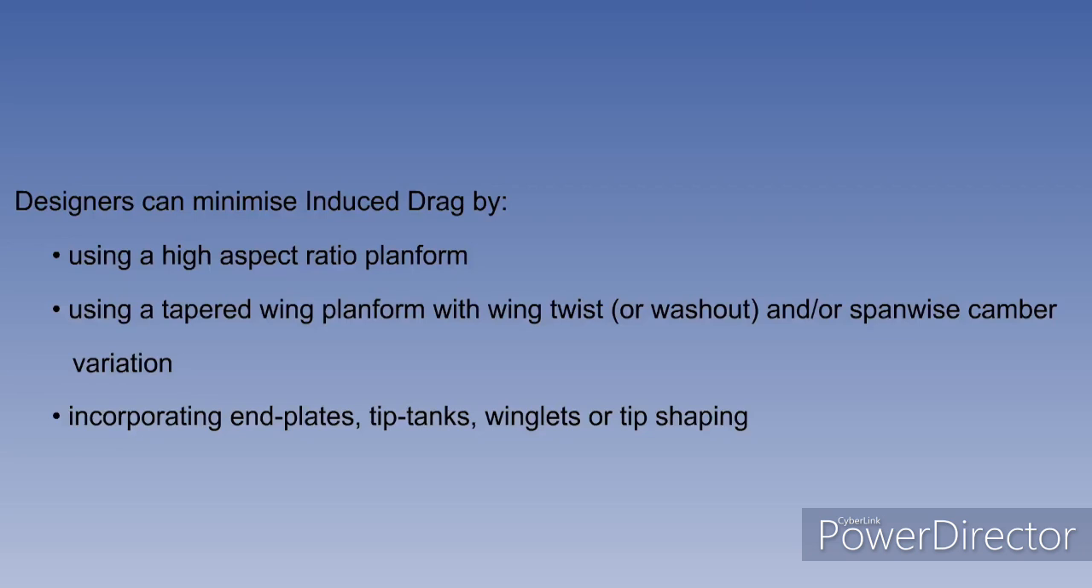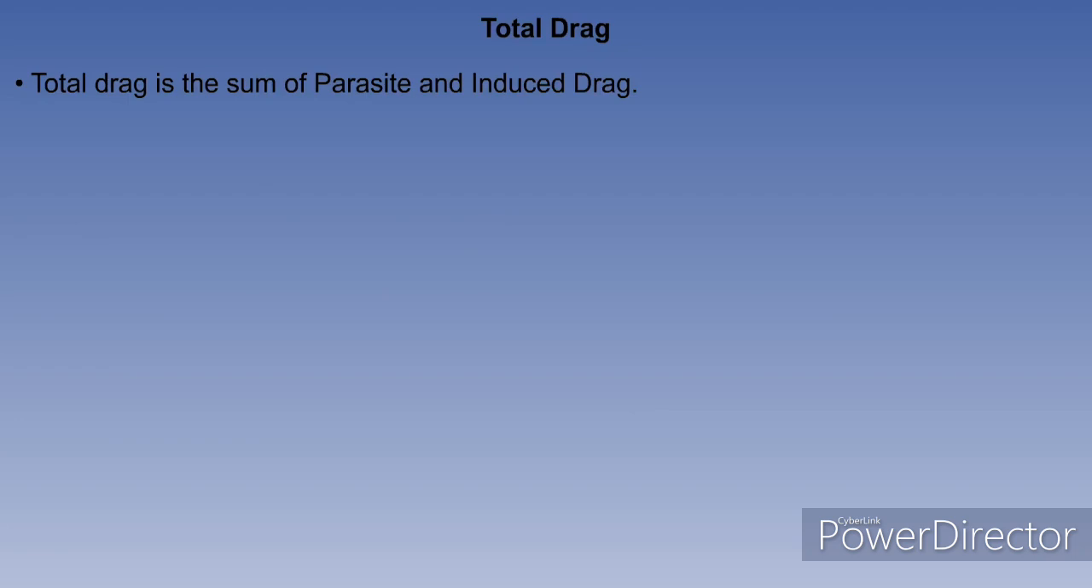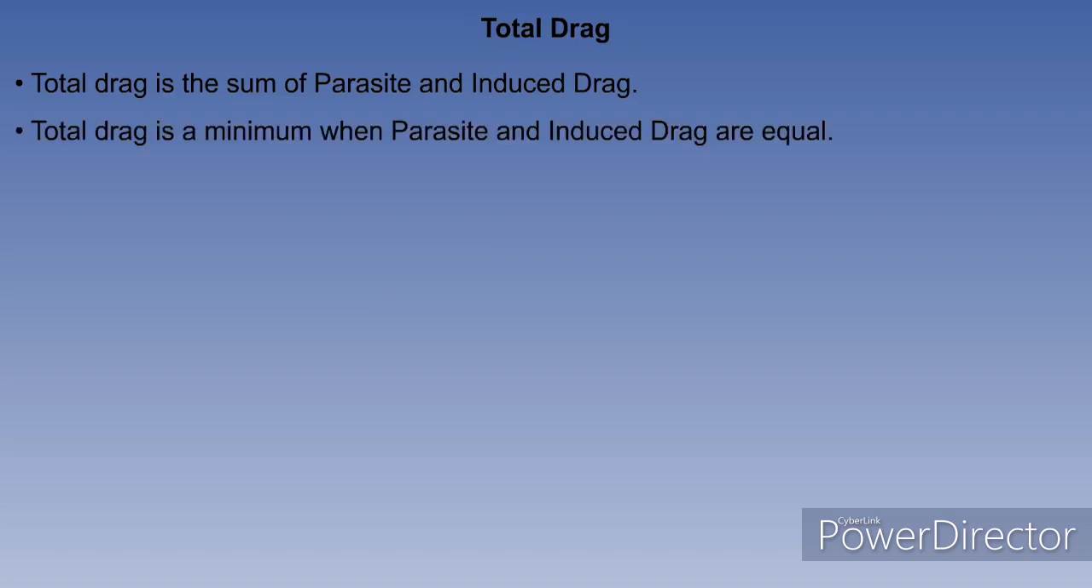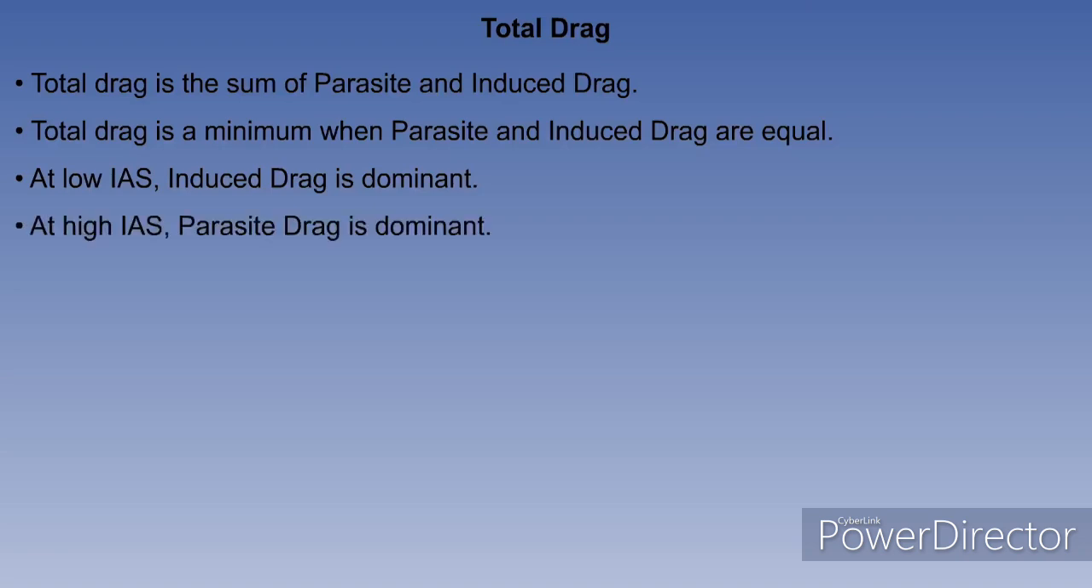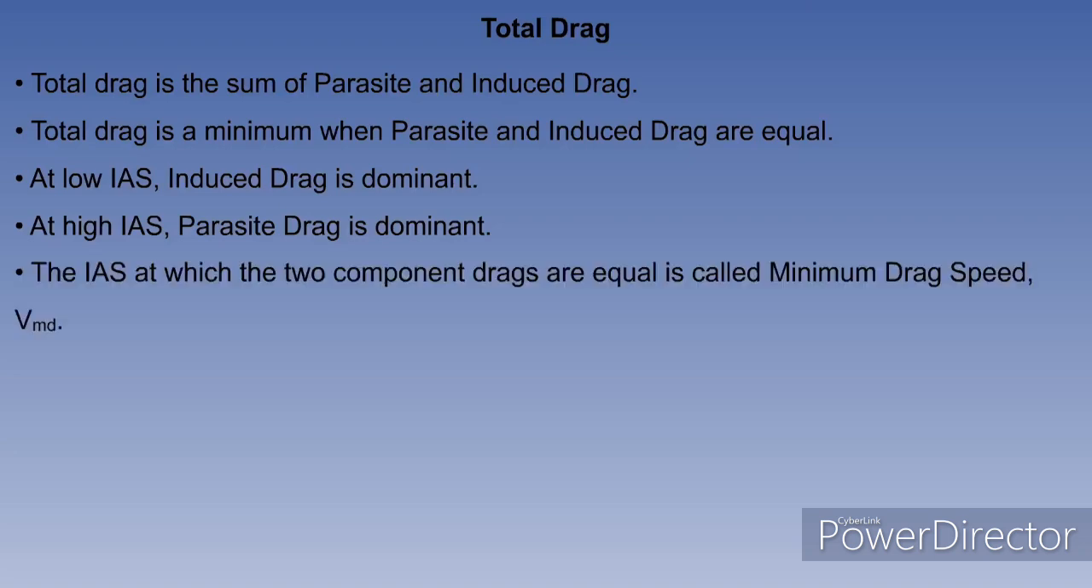Total drag is the sum of parasite and induced drag. Total drag is a minimum when parasite and induced drag are equal. At low IAS, induced drag is dominant. At high IAS, parasite drag is dominant. The IAS at which the two component drags are equal is called minimum drag speed, VMD.